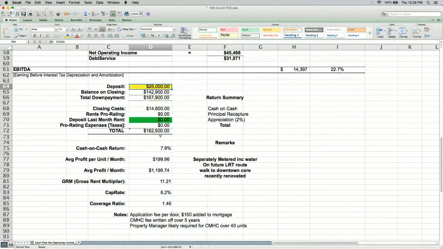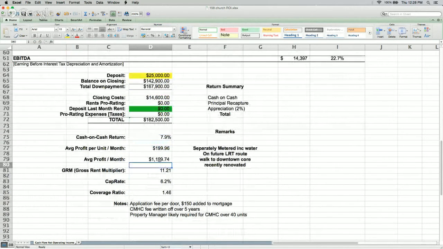So coming down here to see how much money we're actually making, we have a cash-on-cash return of about 7.9 or 8%. That's calculated by taking this number, 14,397, and dividing it by your total down payment. So if you were to take a calculator right now and punch in 14,397 divided by 182,500, you would end up with 8% on your cash. Okay.